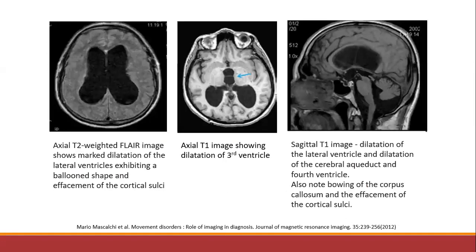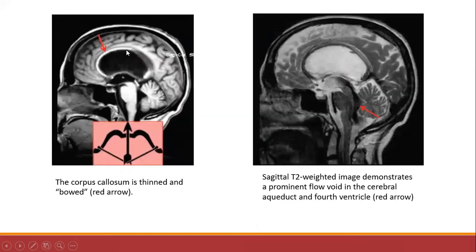So here you have the axial FLAIR image, which is showing marked dilatation of the lateral ventricles. There is a ballooning of the lateral ventricles. Here in this image, you can see the dilated third ventricle. And this is a sagittal T1 image. You can see dilatation of the lateral ventricle and also the dilatation of the cerebral aqueduct and the fourth ventricle. This is the bowing and distortion of the corpus callosum, which is seen here. So the corpus callosum is thinned out and there is bowing.